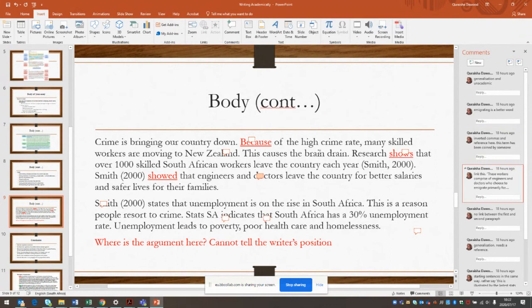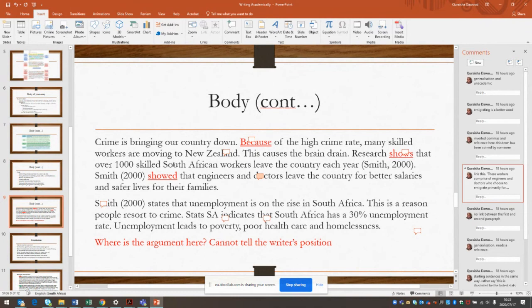Link it. If you're talking about 1,000 skilled workers, you need to link it to the next sentence. Instead of saying "Smith showed that engineers and doctors", you can say "these workers, these 1,000 skilled workers, comprise engineers and doctors who choose to emigrate primarily for better salaries and safer lives for their families."